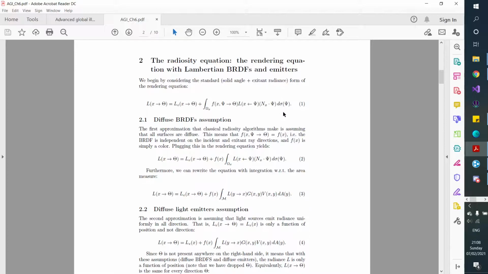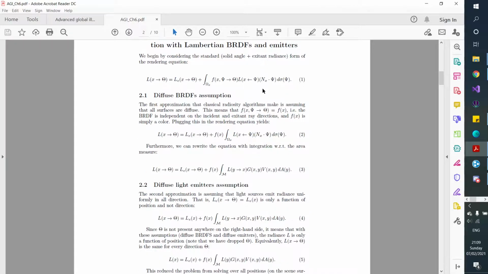Okay, let's see. So we will see that the radiosity equation is really the rendering equation with the assumption that all the BRDFs are Lambertian, and that all emitters are Lambertian, in the sense that they emit the exact same radiance in every direction.